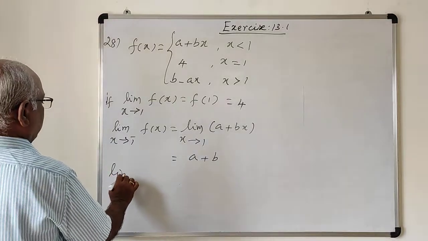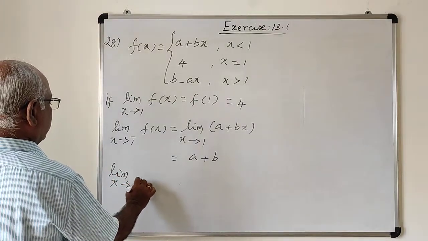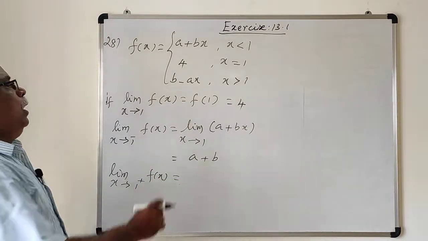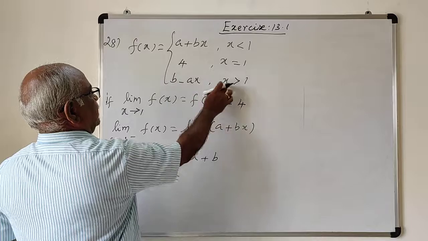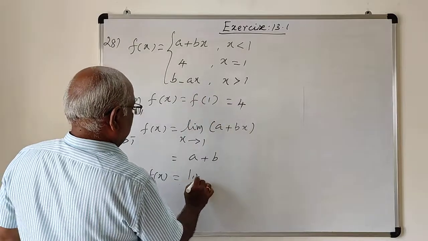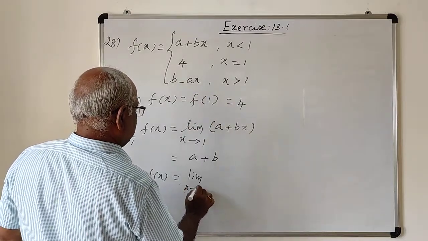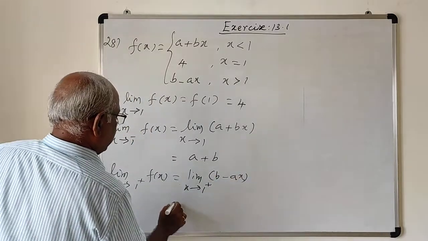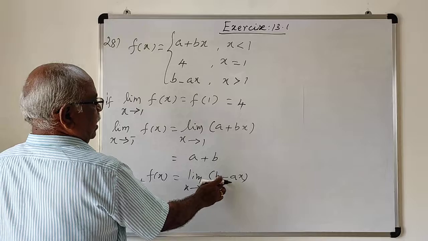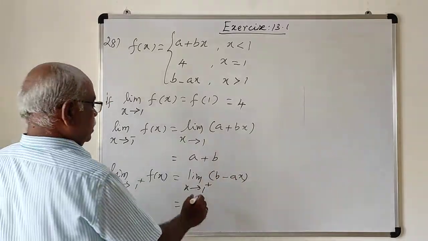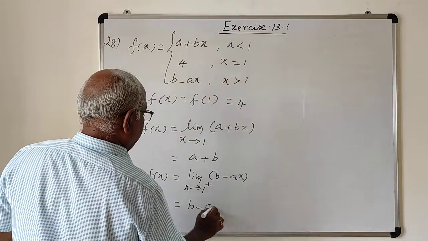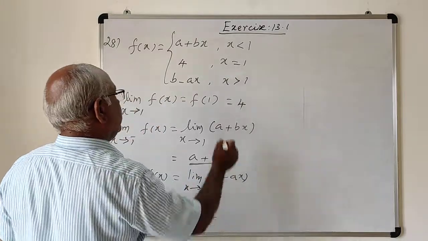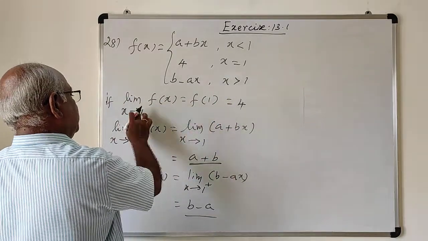Similarly, limit x tends to 1 plus, the right side limit of f of x, for x greater than 1 is b minus ax. So, limit x tends to 1 plus of b minus ax. In this case, if you substitute x tends to 1, this is b minus a. This is the left limit and this is the right limit, and these are equal because the limit of f of x exists.